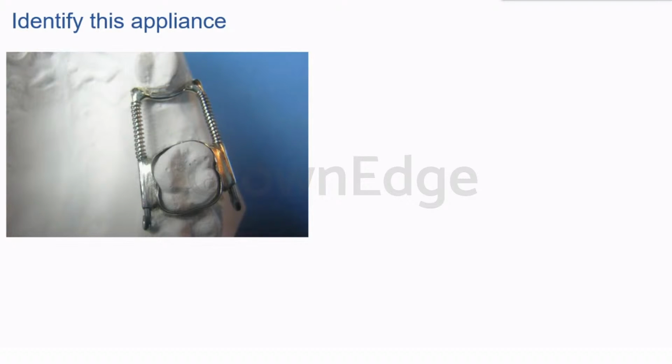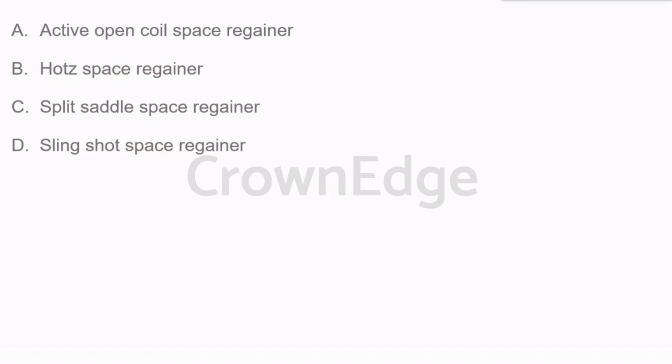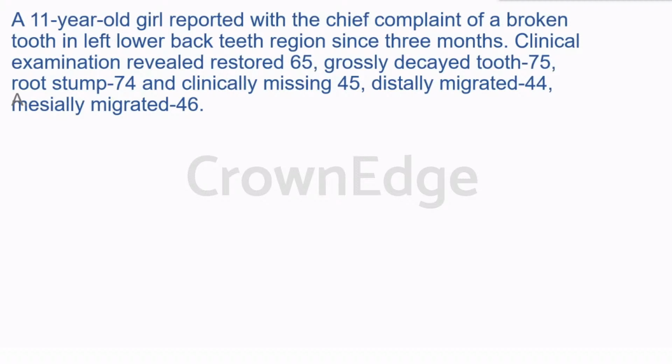It is similar to band and loop, but band and loop is a passive one. It doesn't move the teeth. This is an active space maintainer. It moves the teeth. It will make sure this permanent tooth is tipped backwards in the distal direction. To gain space, it is being given. So remember, something with a coil, similar to band and loop, is an active open coil space regainer. Hawley will look like a lingual arch, with molar tubes. Split saddle and slingshot are removable appliances. All right, so let's move on to our next question.